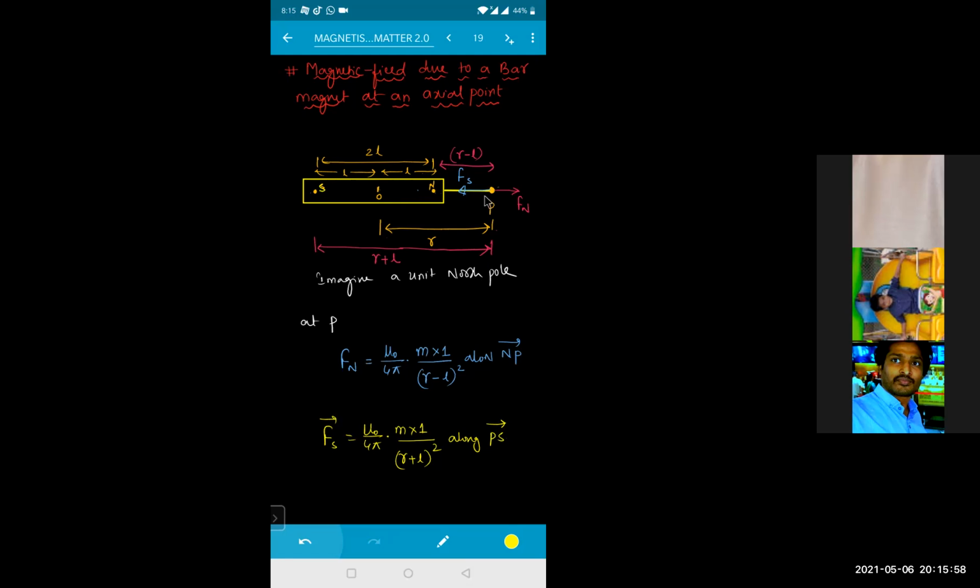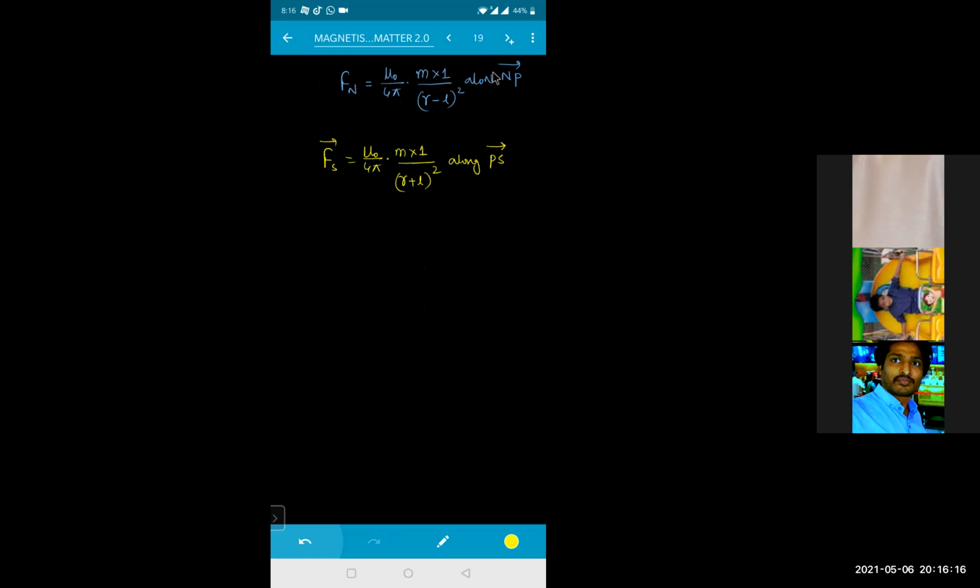Now the net magnetic field at the point P will be equal to how much? This point P is lying on the axial position of this magnet. The force experienced by the unit north pole at the point P gives the strength of the magnetic field at P. So B along the axial line will be equal to the force experienced due to the north pole minus the force experienced due to the south pole.